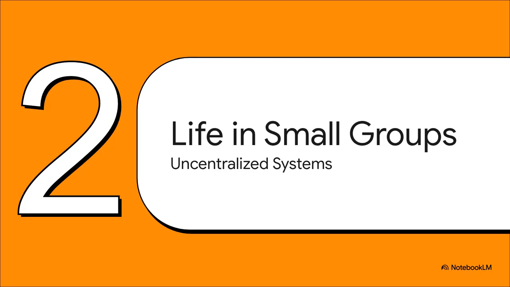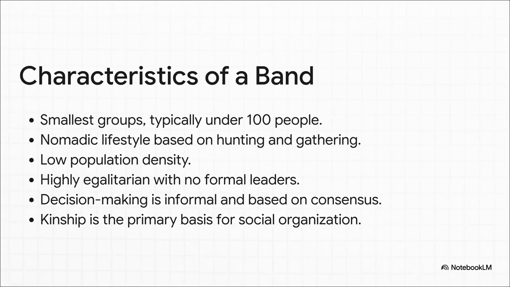All right, so let's start at the beginning of that chart. We're going to look at what anthropologists call uncentralized systems. And that name is pretty self-explanatory, right? These are societies that get by just fine without a central government or a formal leader calling all the shots. So the most basic form of this is the band.